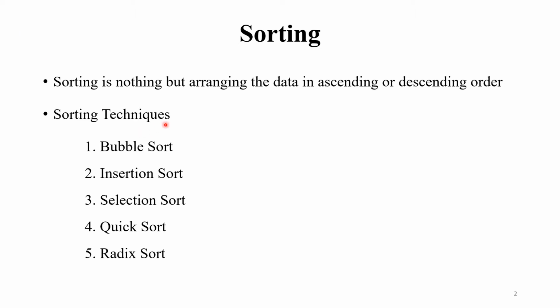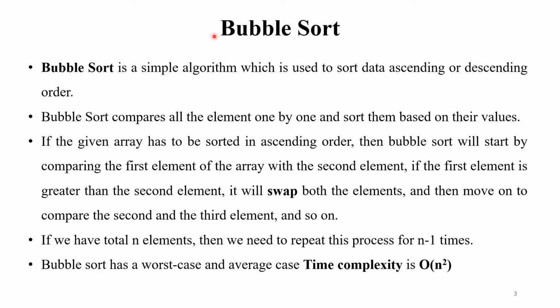Sorting techniques are bubble sort, insertion sort, selection sort, quick sort and heap sort. In this lesson, we will learn about bubble sort algorithm. Bubble sort. Bubble sort is a sorting method which is used to sort data in ascending or descending order. Bubble sort compares all the elements one by one and sorts them based on their values.